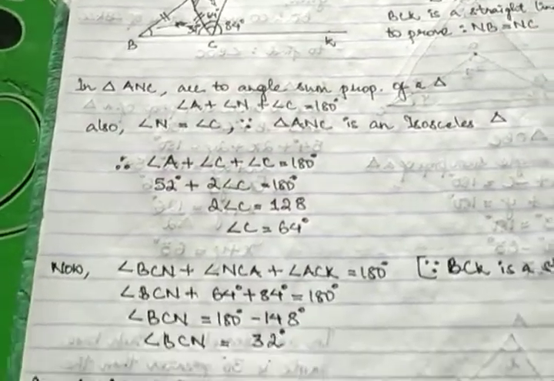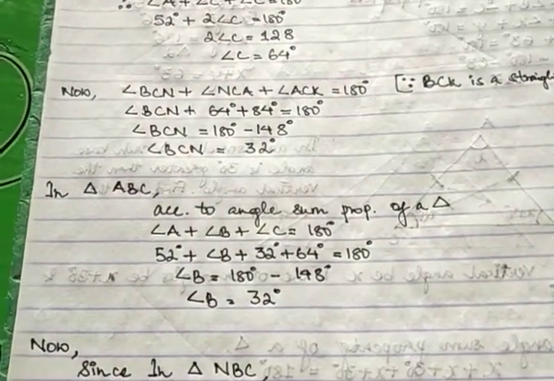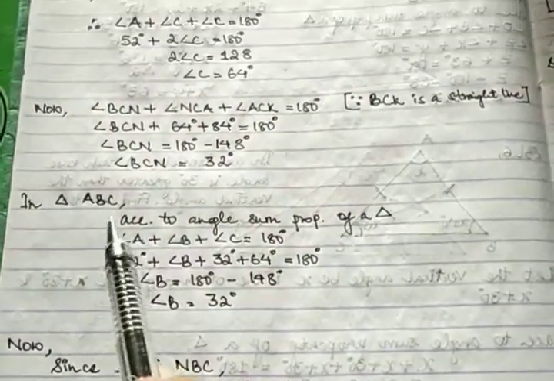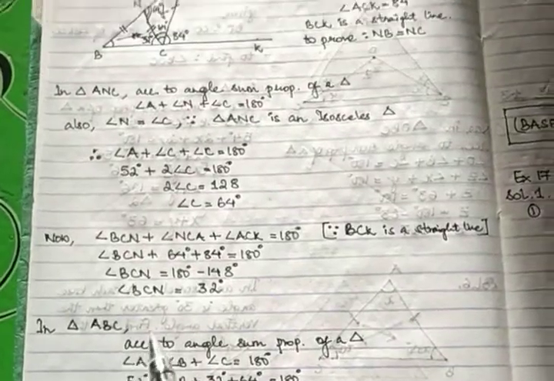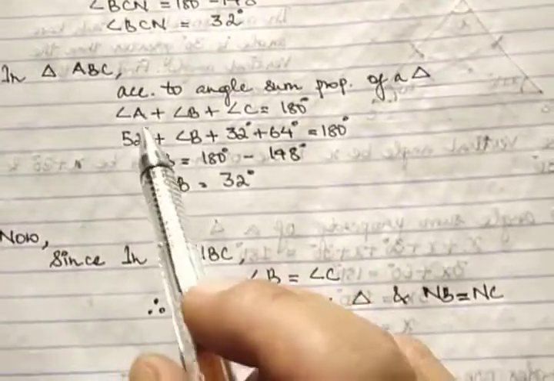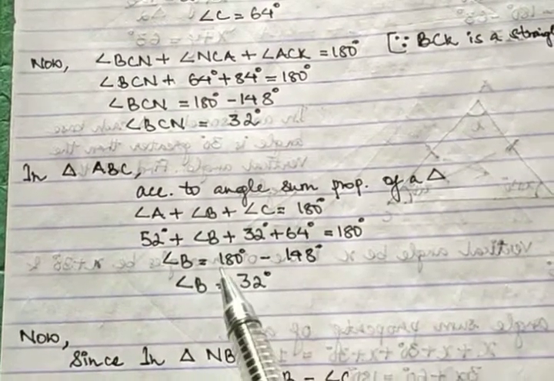Since we are familiar with the angle sum property of a triangle, I have used the same. In triangle ABC, that is the greater triangle ABC, angle A plus angle B plus angle C equals 180 degree. A plus B plus C equals 180 degree.